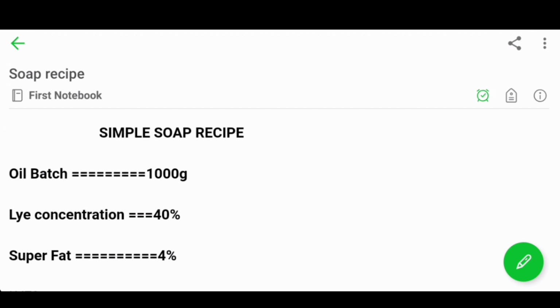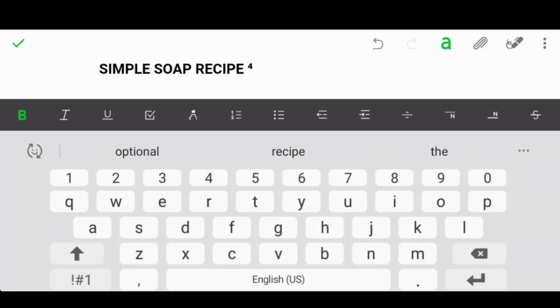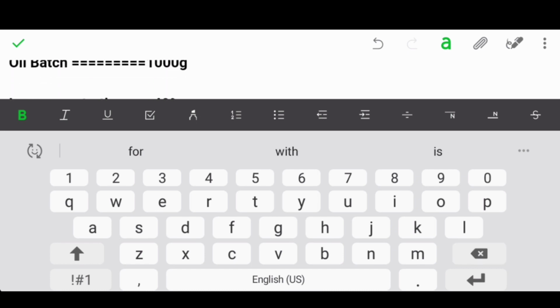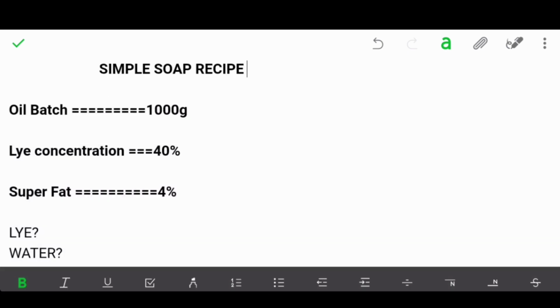When you want to make your own soap, one thing that will strike your mind is, what quantity do I want to make? How much soap do I want to make? That has to do with your oil batch, and that's the first thing on the list here. We have our oil batch at 1,000 gram. So we're making a 1,000 gram oil batch of soap.